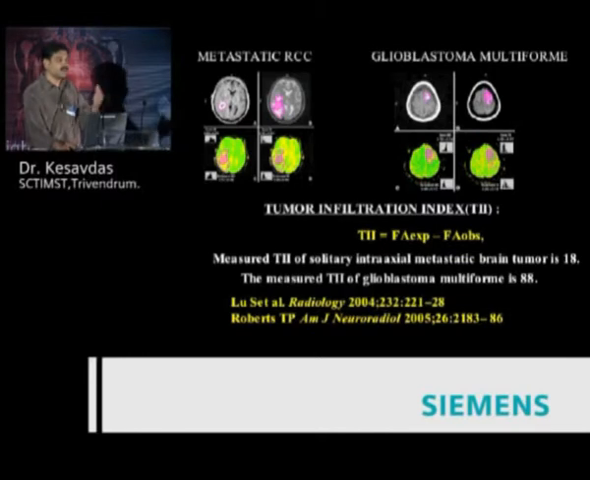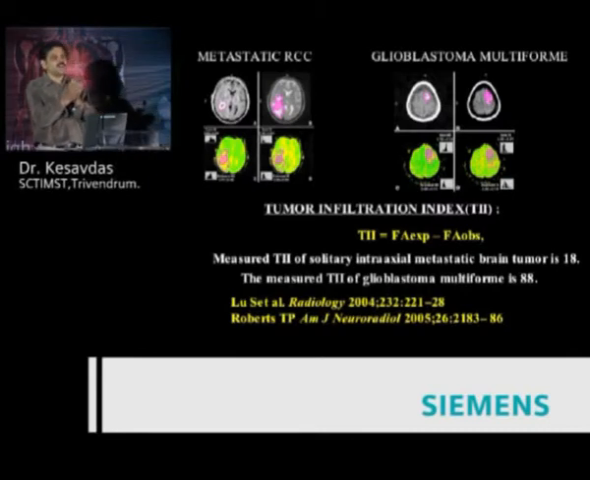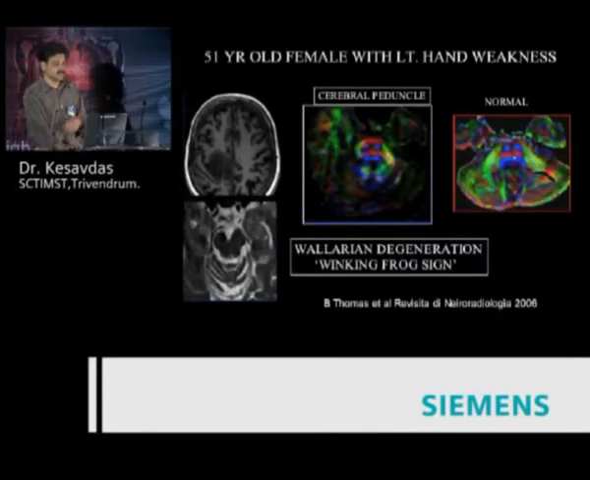There are newer things coming with DTI, and I am sure that these newer things will be there, like the tumor infiltration index. By means of DTI, you can actually see how much infiltration is happening. This is important in differentiation between a metastasis and a glioma. Metastasis does not infiltrate, glioma infiltrates. So you can differentiate it. Also, how much infiltration is there, a high grade or a low grade lesion. So these are things which are coming up. I'm very sure most of the vendors are working on these newer applications of the DTI.